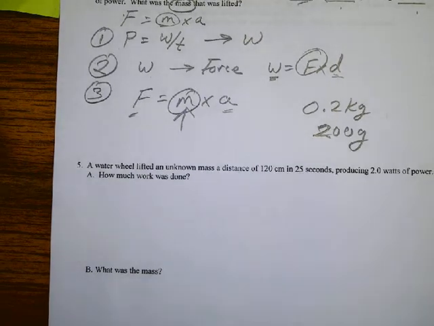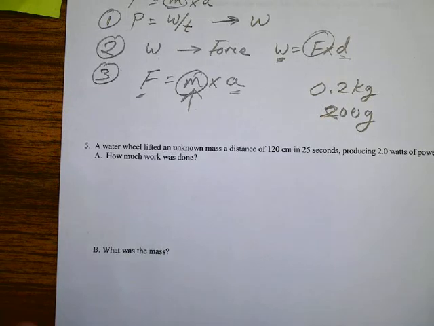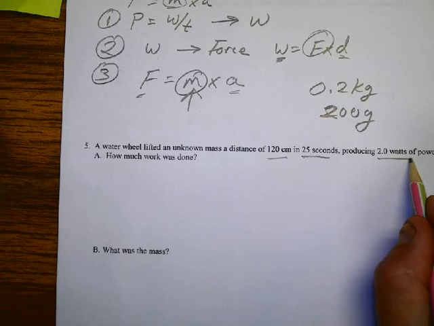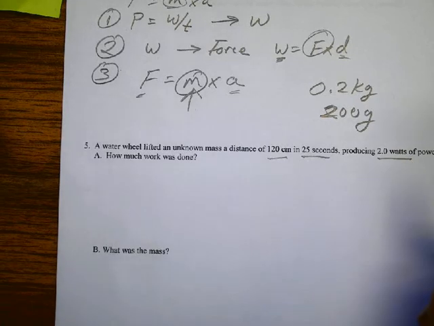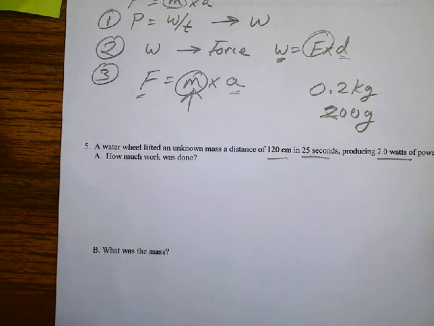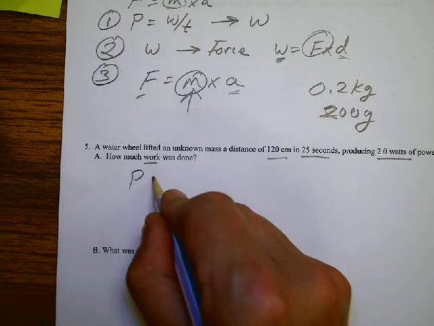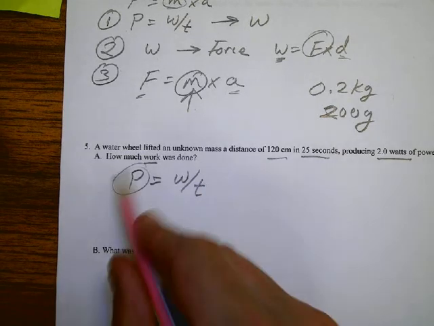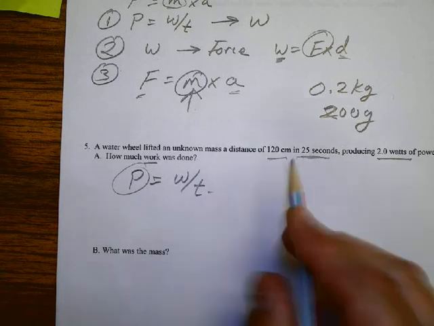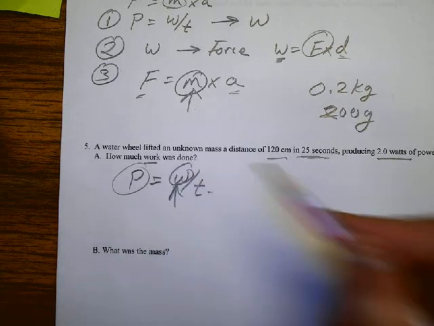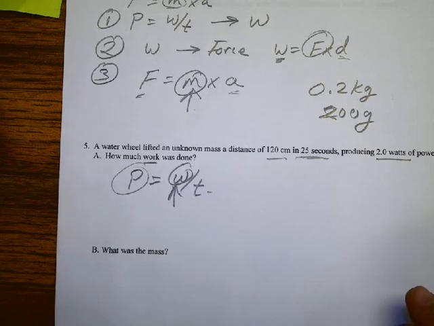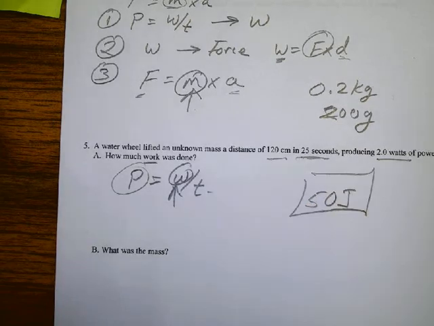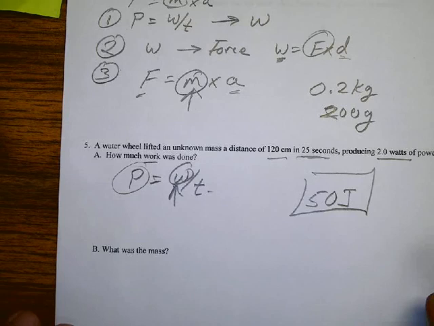Question number 5. A water wheel lifted an unknown mass a distance of 120 centimeters in 25 seconds, producing 2.0 watts of power. In 5A, how much work was done? Power equals work divided by time. You know the power, you know the time, 25 seconds, and you can solve for work. When you solve for work in 5A, you should get a work of 50 joules. Again, I'll post the written out solutions later.